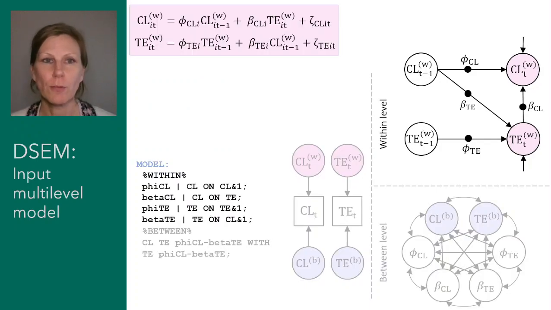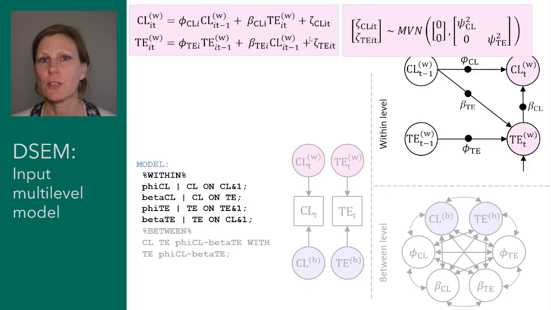When we think of this in terms of equations, the within person part looks very similar to what we had before, but what is different now is that all the regression parameters also have a subscript i. So they vary across individuals. That's what the subscript i indicates. Each person can have their own autoregressive parameter here or cross-regression parameter here and so on.